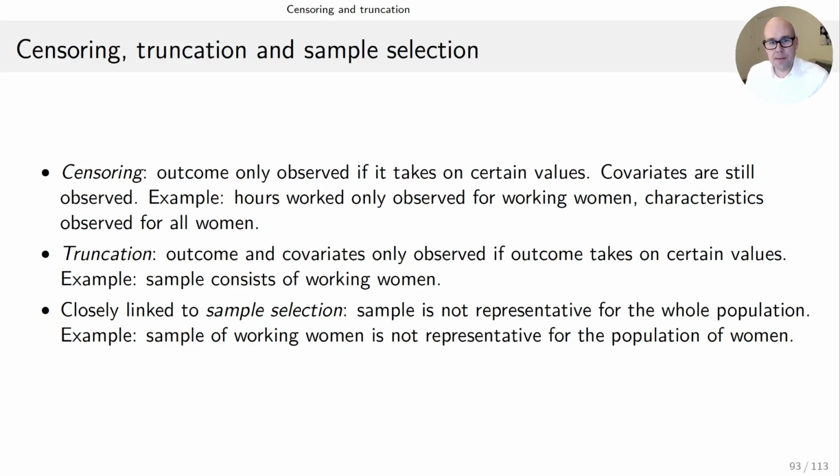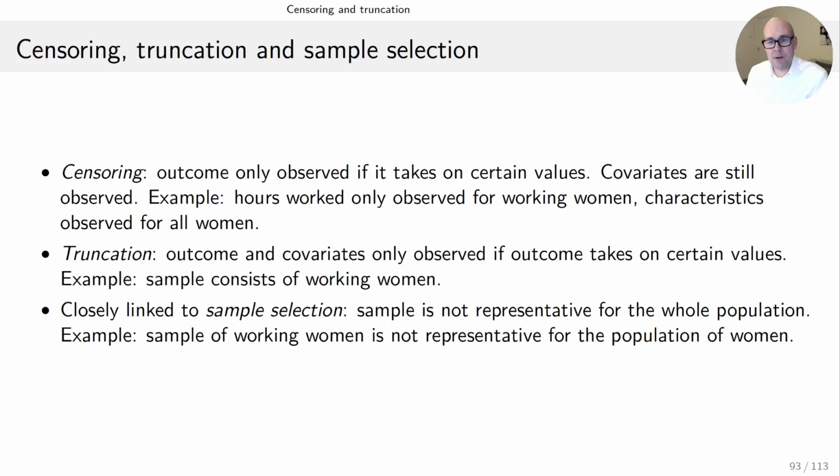Now let's first define things. So censoring means that when I have a regression equation, say y is x beta plus epsilon, the outcome will actually only be observed if it takes certain values. So I will always observe the covariates, but the outcome will not be observed.